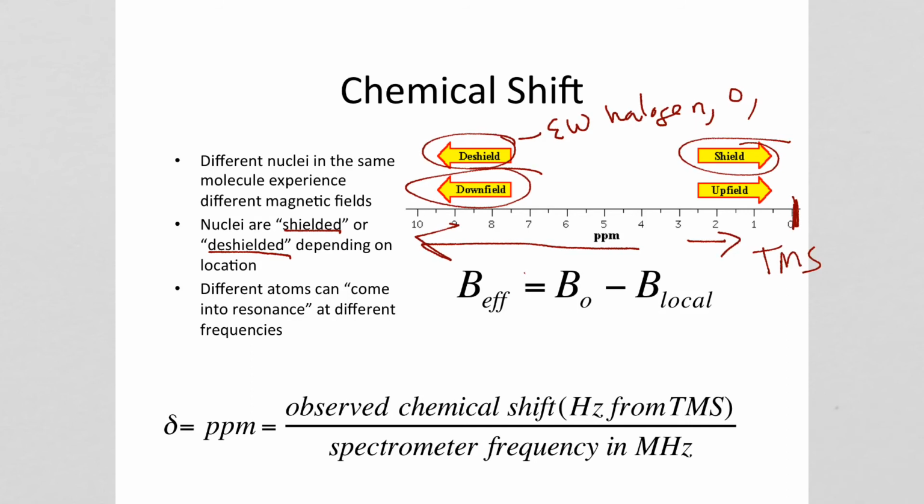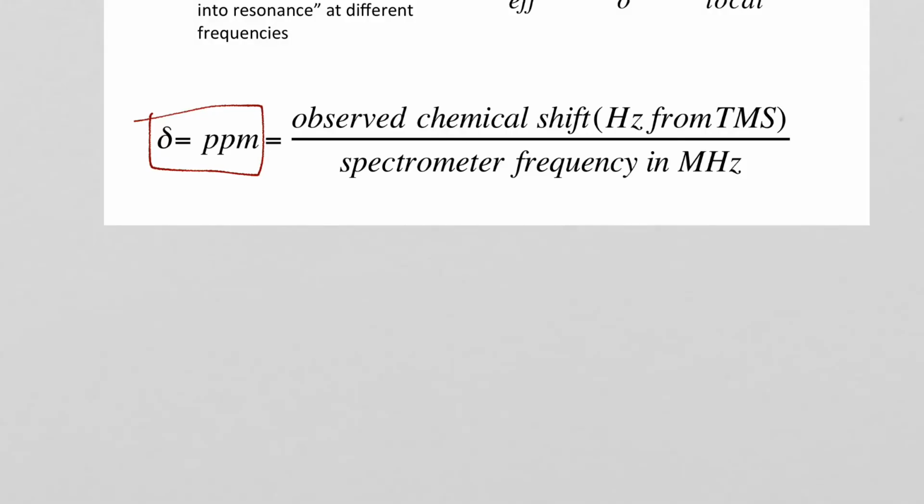So the key thing here is that downfield refers to higher parts per million away from TMS at 0 parts per million, and upfield refers to absorbances at lower ppm, or closer to TMS. And then you might be asking yourself, what in the world is this ppm thing? Well, ppm is the unit that we use to report absorbances in an NMR spectrum.